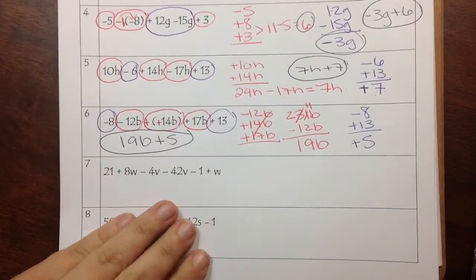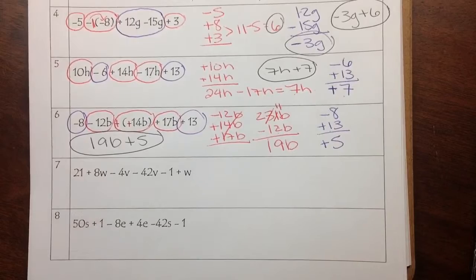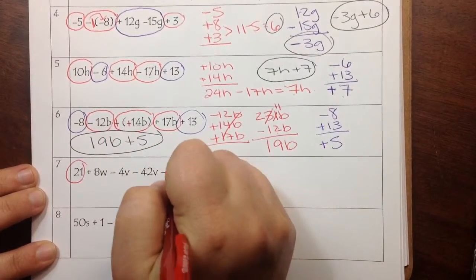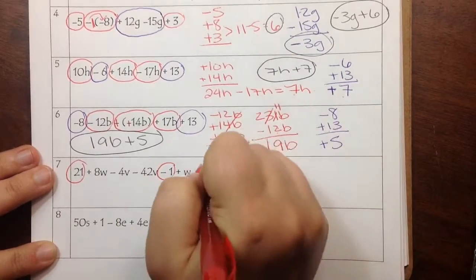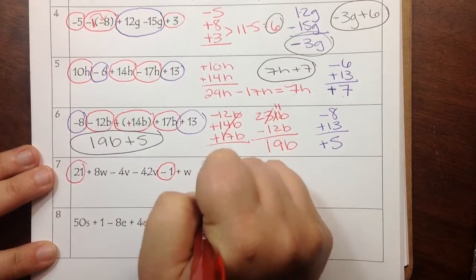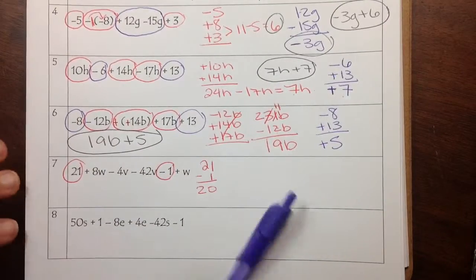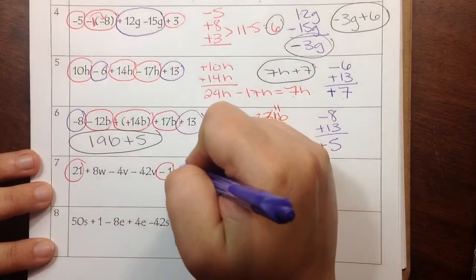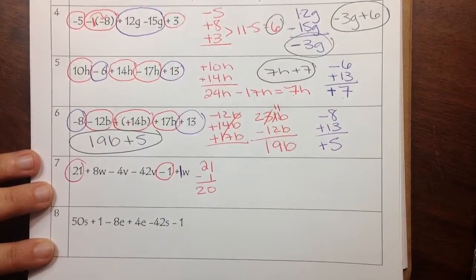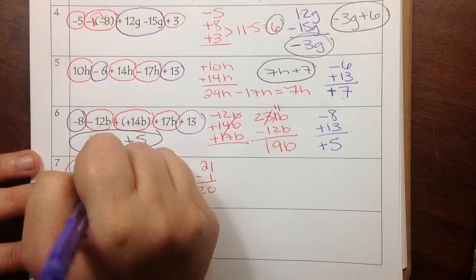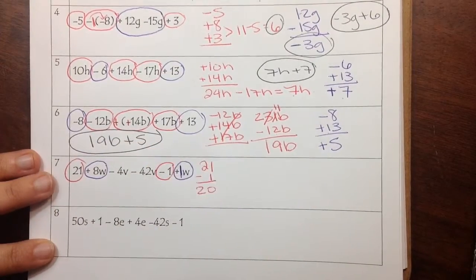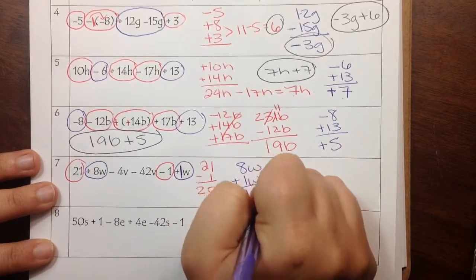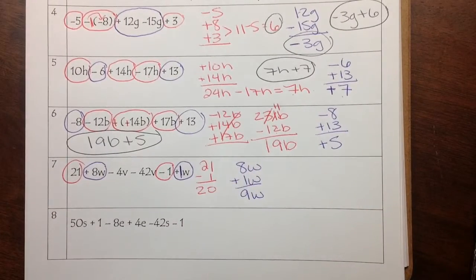All right, let's do 7. Again, numbers with numbers. So 21 would go with negative 1. So that's easy enough. 21 minus 1 gives us 20. All right. w's go with w's. Now, if I look, this w doesn't have anything in front of it, so I'm automatically going to put a 1. So now I have 8w plus 1w. So 8w plus 1w gives us 9w. So w's are done, numbers are done.